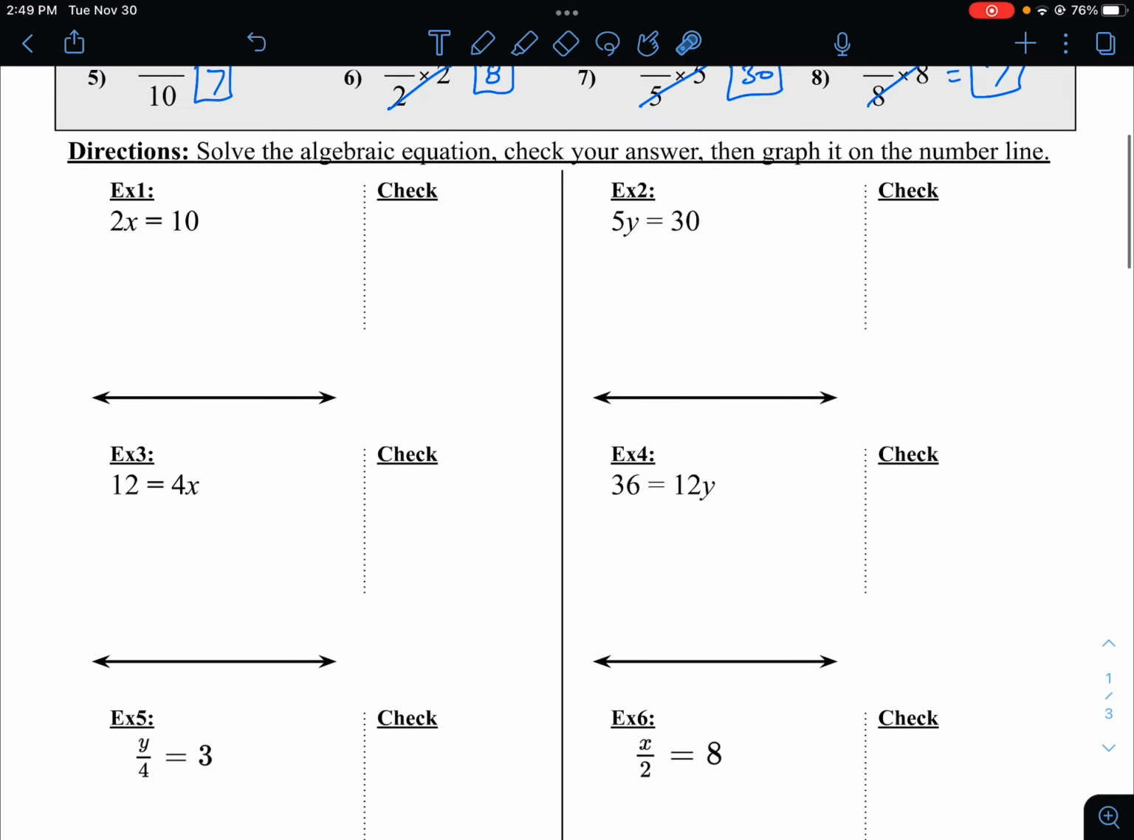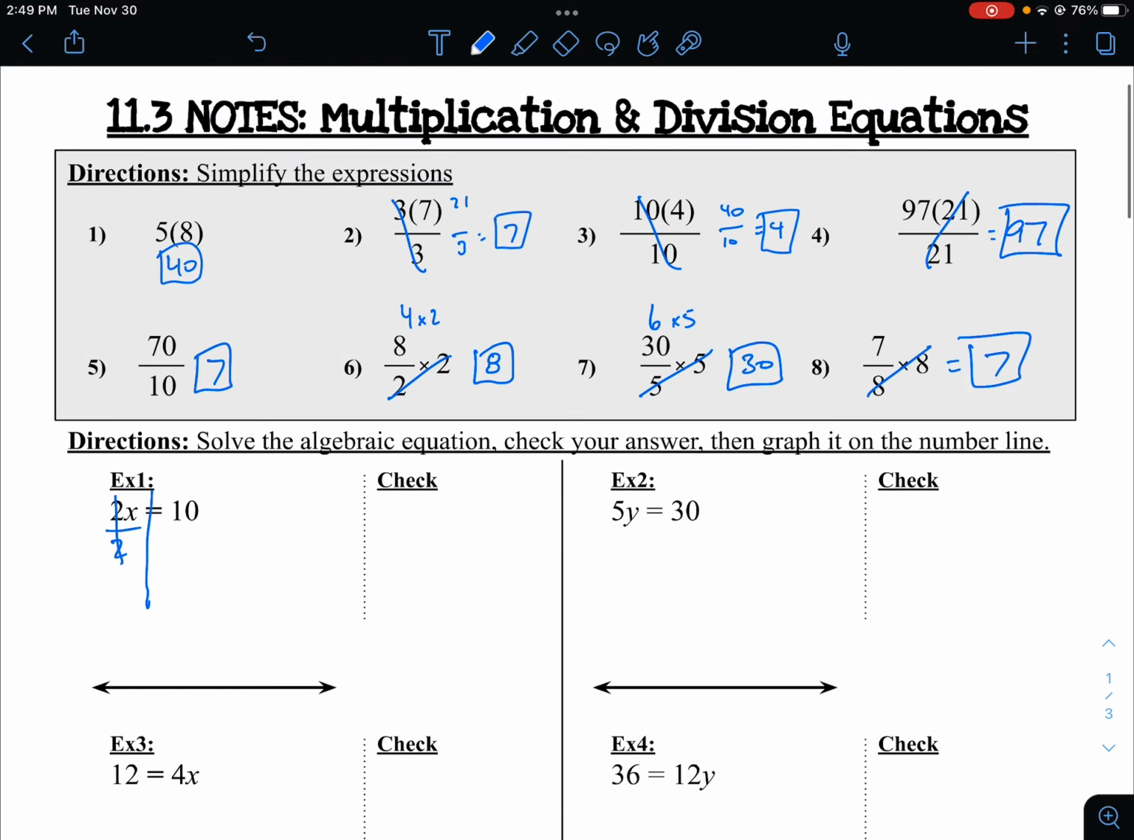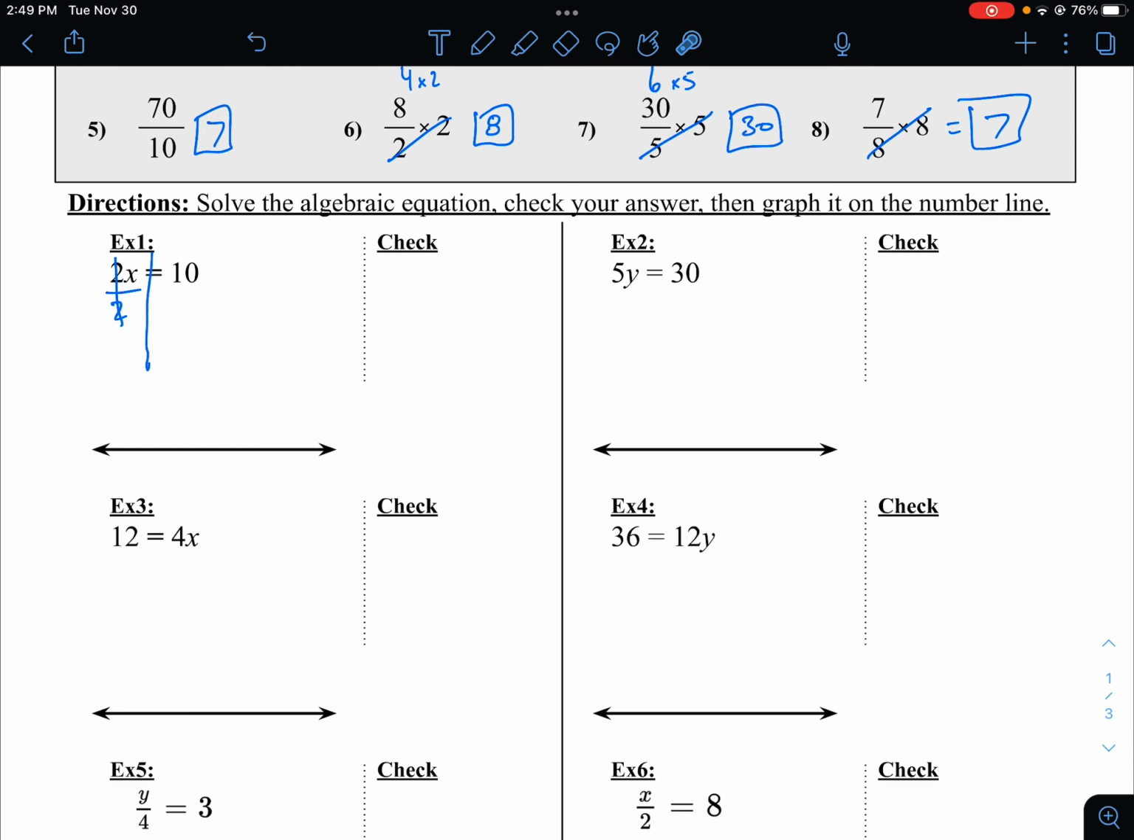Let's take a look at example 1. 2 times x equals 10. To do this, 2 is being multiplied by x. What is the opposite of multiplying by 2? Well, you divide. Because whatever you do on one side of the equation, you have to do to the other side. So 2 divided by 2 cancels out, and I'm left with x. Kind of like over here: if I multiply by 3 and divide by 3, I cross it out, and I'm left with 7. So 2 divided by 2 equals 1, and I'm left with 1x.